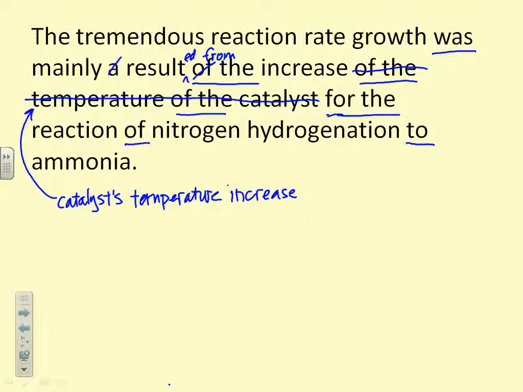The tremendous reaction rate growth mainly resulted from the catalyst temperature increase for the reaction of nitrogen hydrogenation to ammonia. How about for the nitrogen hydrogenation's reaction to ammonia? Is that doable? I have to say I don't know. I'm not sure content-wise. I don't necessarily know. But let's pretend like it'll work for now.